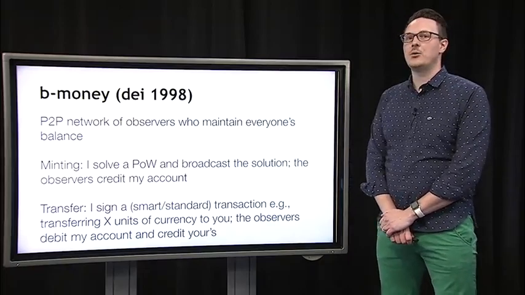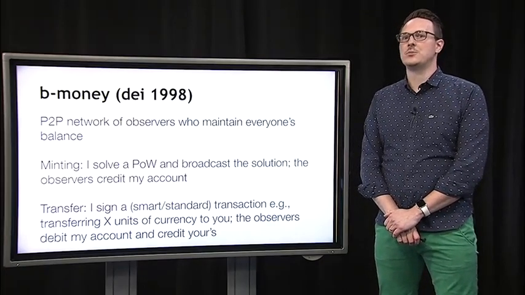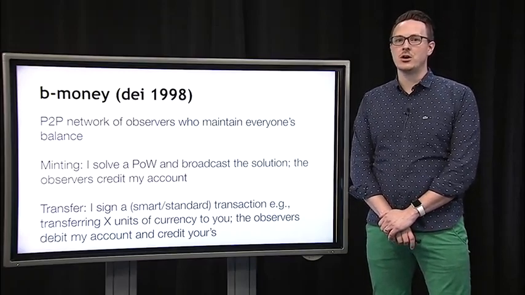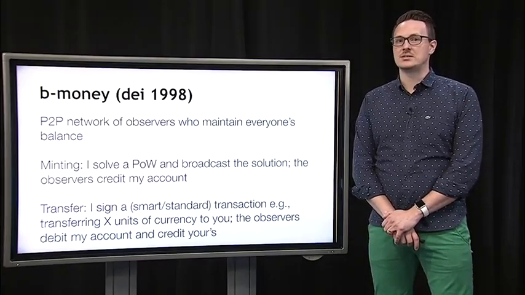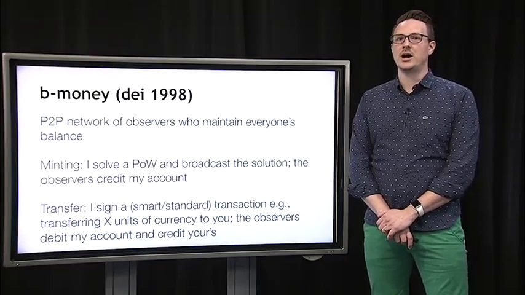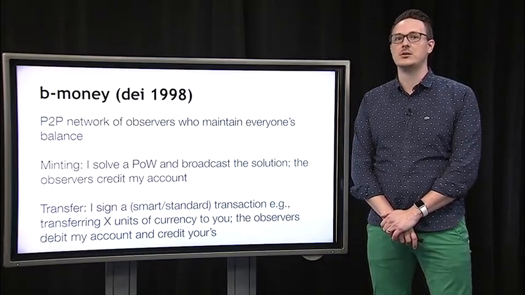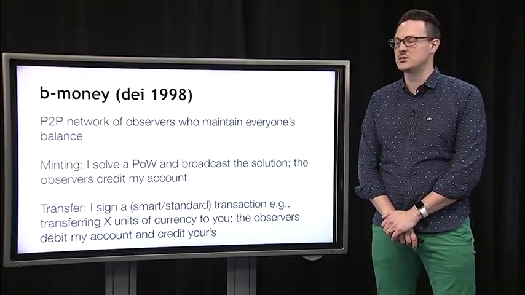What happens is if I want to create a new coin, I choose a proof of work, and it's not really specified what this would be, but I just solve some proof of work, I generate the solution, and then that's my coin. When I have the coin, I broadcast it to all the observers, and all the observers say that my account goes up by some amount based on how much work I put into minting this coin.